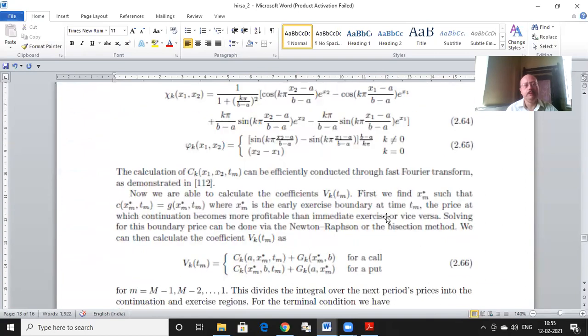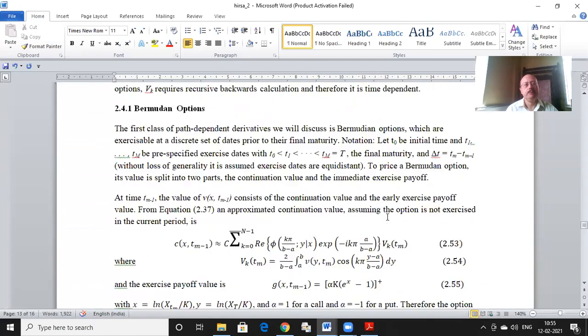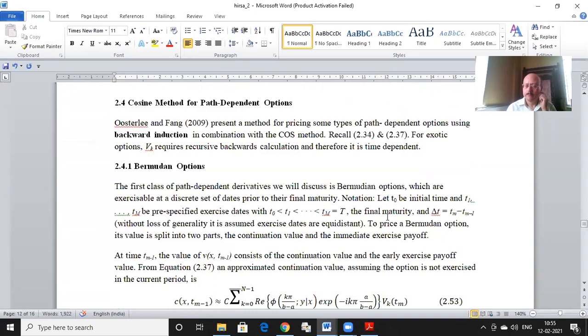So what we have done is we have talked about possible situations where the cosine method can be used to price path dependent options. It has to be a case where we only observe the stock price at discrete points of time. Otherwise, we won't be able to use the dynamic programming that we are using here.